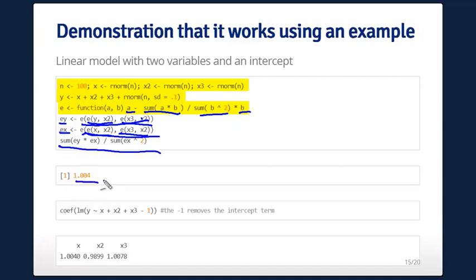Now, notice I didn't include an intercept in this fit. So if I'm going to try and show that it agrees with R, I need to remove the intercept. So I'm doing coef lm, and I'm going to remove the intercept just so I'm fitting the exact same model. And notice it gives me the same number. R doesn't do it this way. It does it a little more efficient way, but it just shows you that it gives you the correct answer.